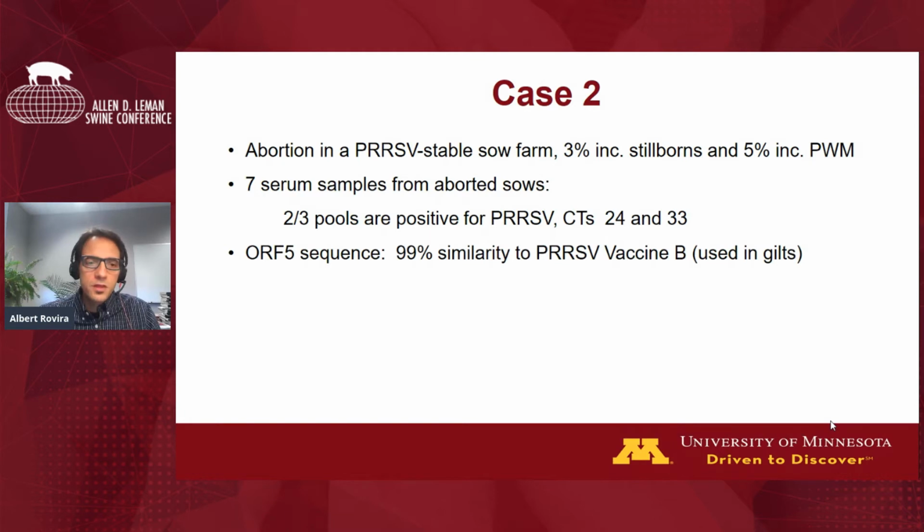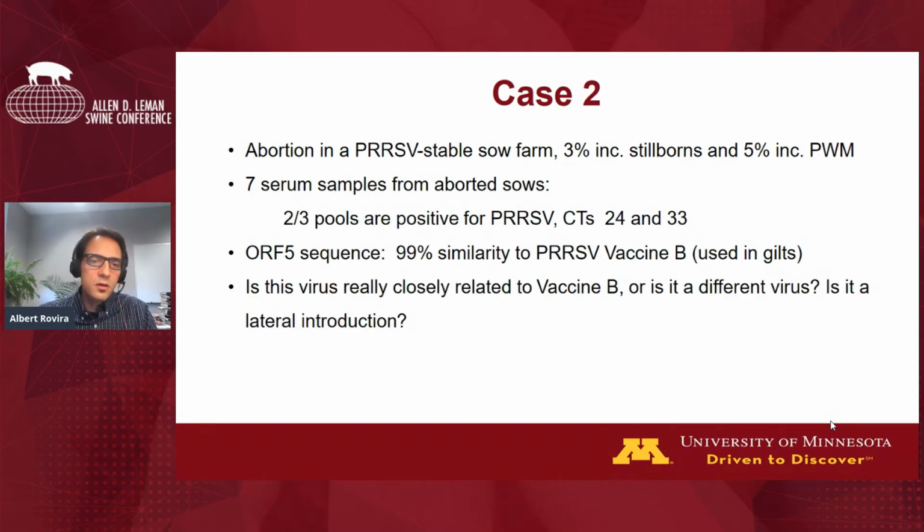We do the ORF5 sequence, and we get 99% similarity to PRRS vaccine B in this case. And this vaccine is used in this farm. It is used in gilts. But again, we didn't expect to see a vaccine sequence in a case of abortions in sows that just aborted.